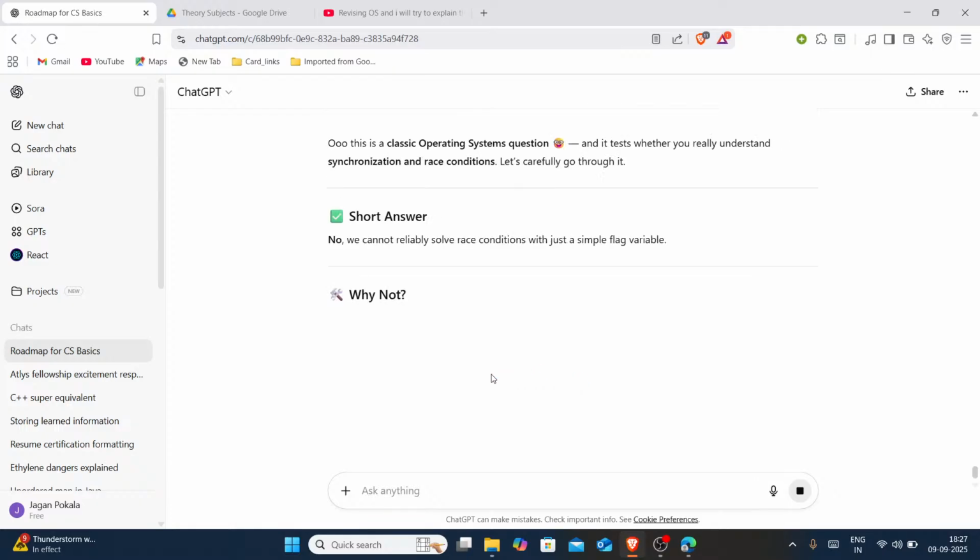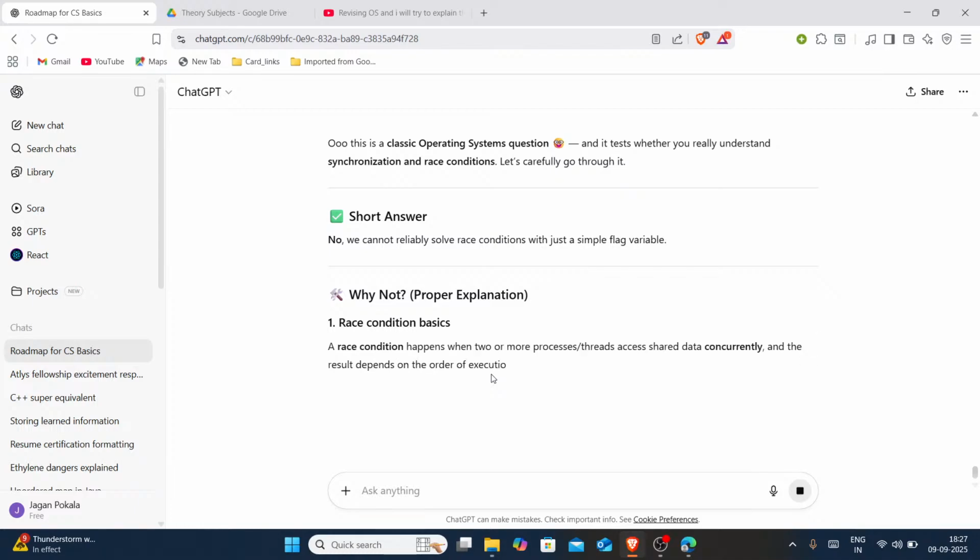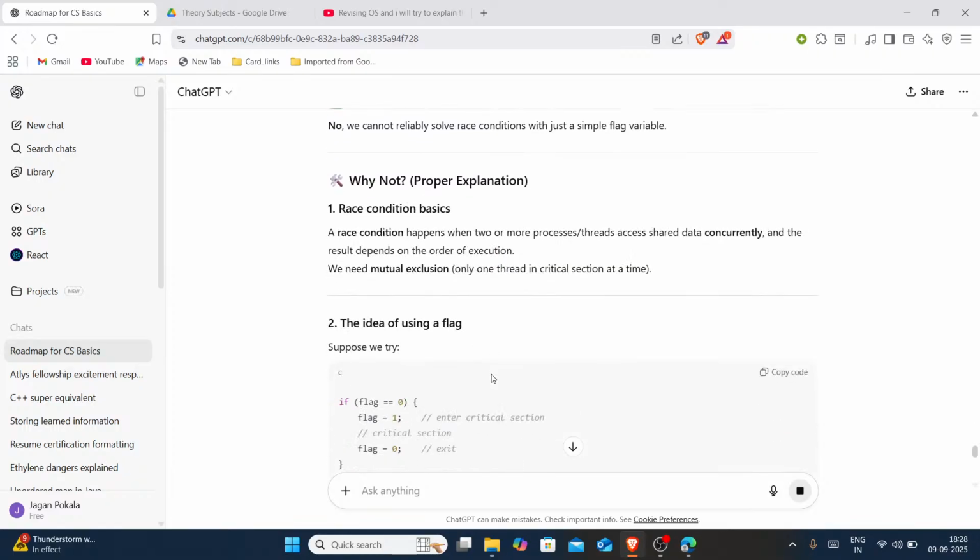This is a classic operating system question, and it tests whether you really understand synchronization and race conditions. Let's carefully go through it. No, we can't really solve a race condition with just a simple flag variable. A race condition happens when two or more processes or threads access shared data concurrently, and the results depend on the order of execution. Mutual exclusion means only one thread is in the critical section at a time.